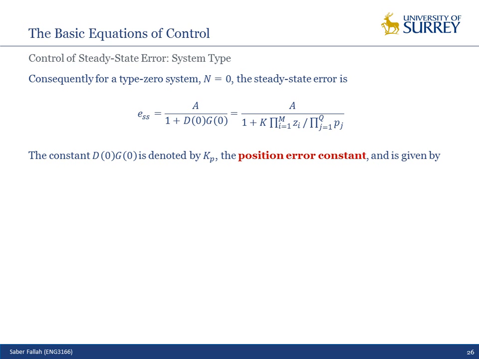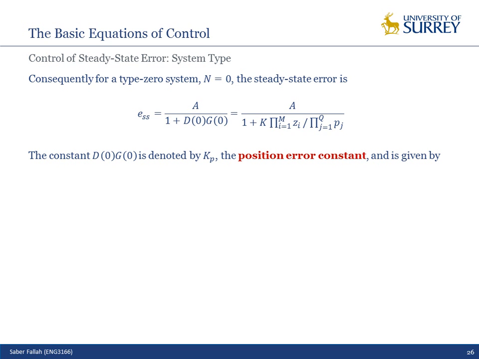If Kp is 0, which is this constant value, the steady state error is a. If Kp is constant, not 0 but finite, it will be a over 1 plus Kp. If Kp is infinite, the steady state error is 0. What value for the steady state error is desirable for us? 0. So we need to design our controller such that Kp is infinite, which means the steady state error is 0.